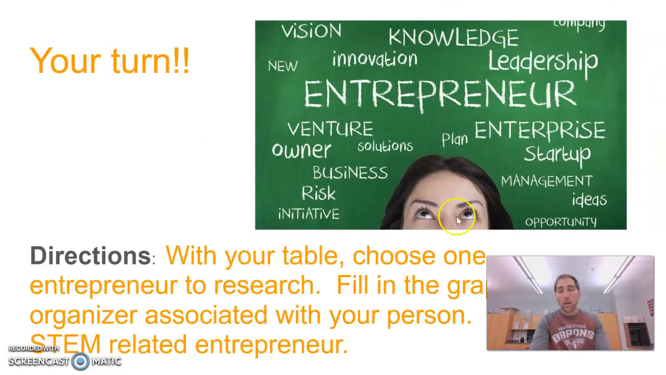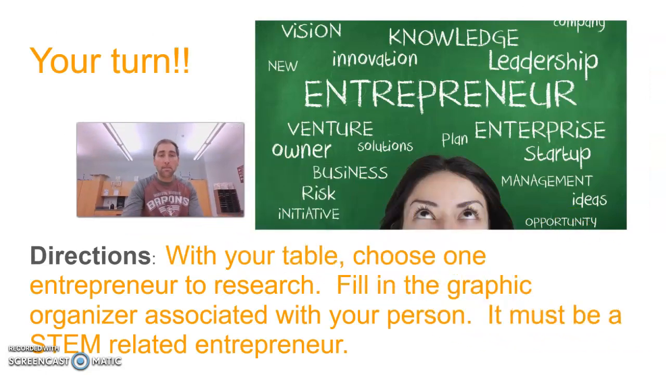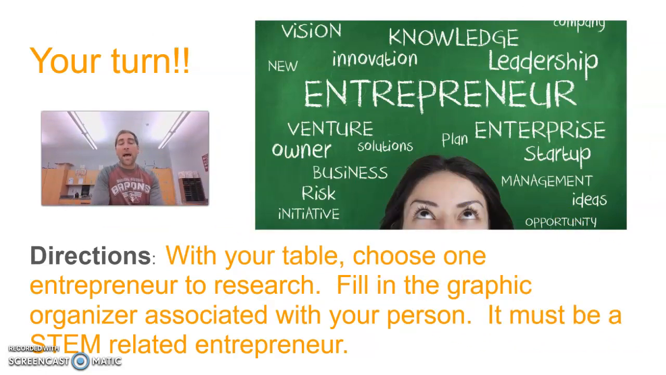So now it's your turn. At your table, move my face again. There I am. At your table, you are going to choose one entrepreneur to research. You're going to fill in the organization associated with your person, and it must be a STEM-related entrepreneur. Once your table has your person, let the substitute teacher know because I want this to be 4 different people in the room. So when you have your person, let the sub know that person is now off limits for everybody else.